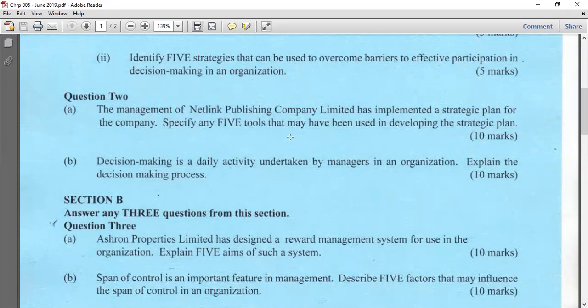Question two, A. The management of Netlink Publishing Company Limited has implemented a strategic plan for the company. Specify any five tools that may have been used in developing the strategic plan. Read. The management of Netlink Publishing Company Limited has implemented a strategic plan for the company. Specify any five tools that may have been used in developing the strategic plan.